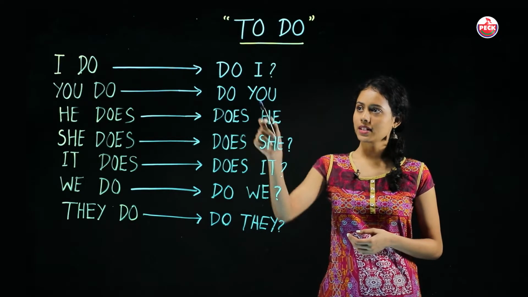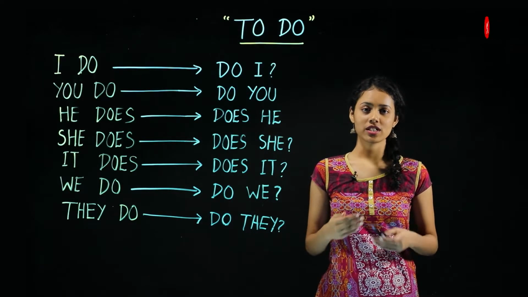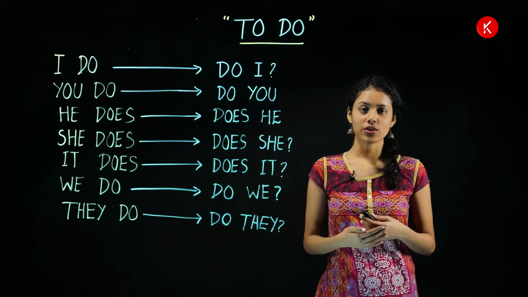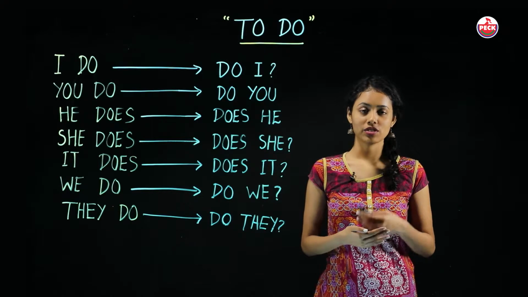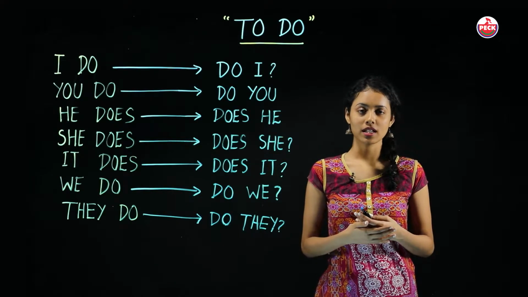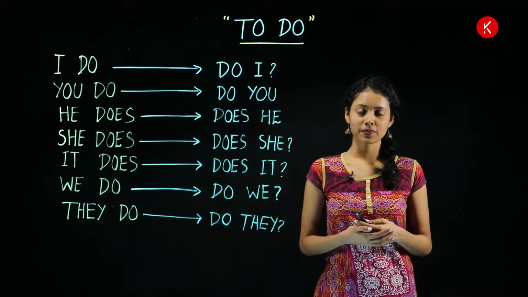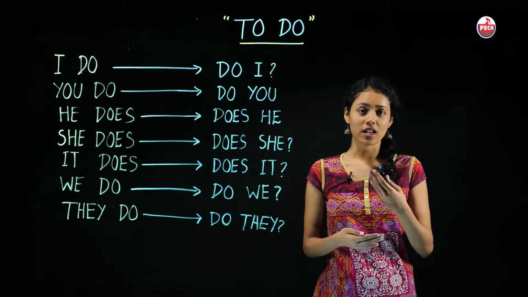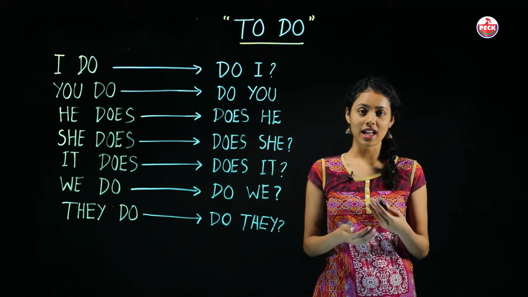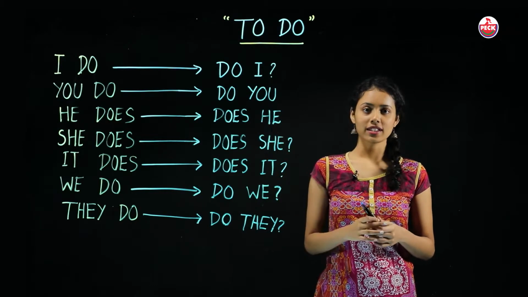I do becomes do I when you change it into a question sense. So let's look at an example. I do like dogs. Change it to a question, it becomes, do I like dogs? I love dogs. What about you? Now if I want to ask you if you like dogs, I can say, do you like dogs?